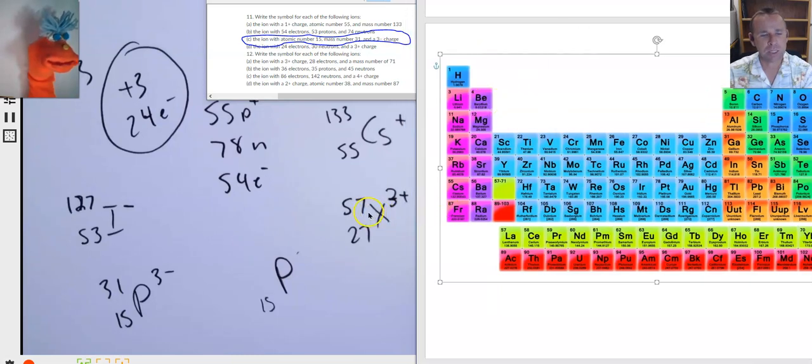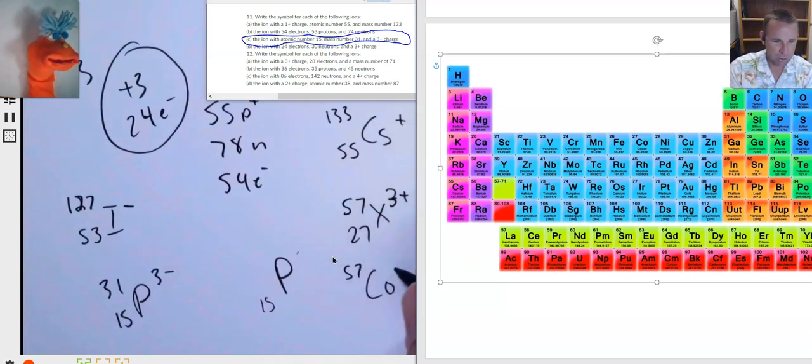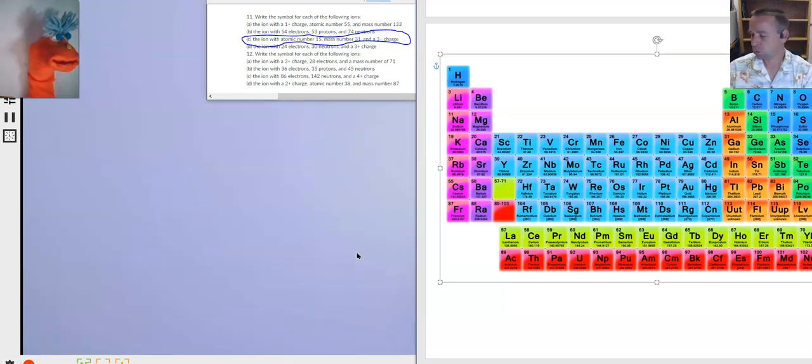What element is this? What is X? Do we just look for 57? Not 57, that's the mass. Oh, 27. That's right, cobalt. So this is a cobalt 57 with 3+ charge. Cobalt ion with a 3+ charge. Good. All right, so 12.